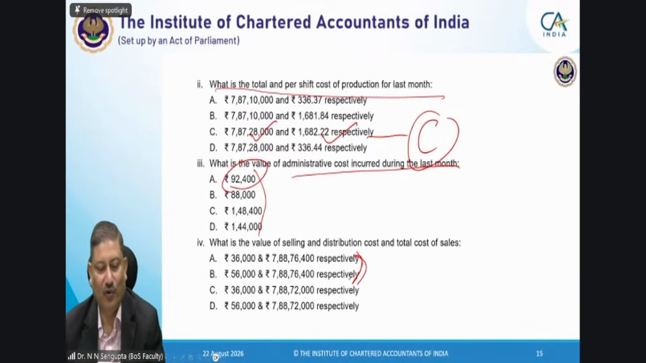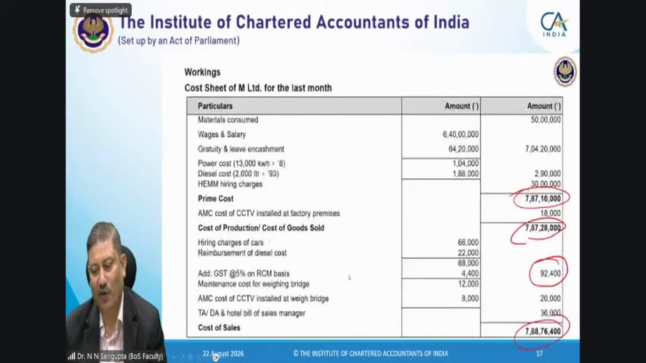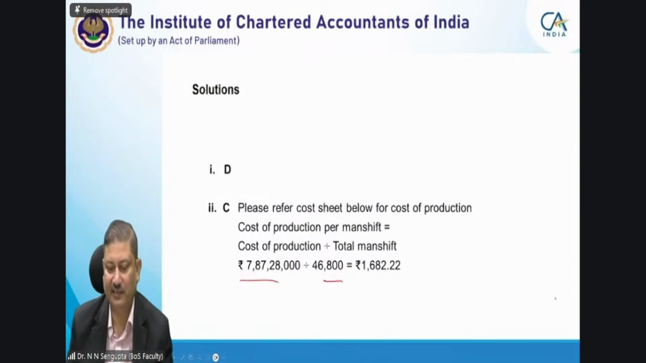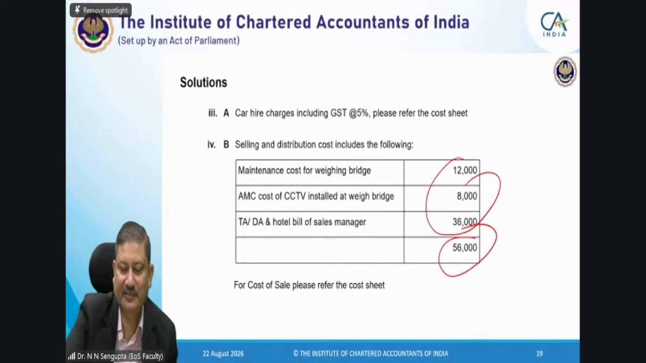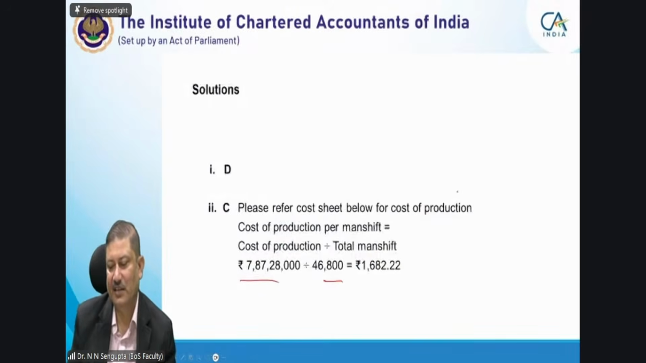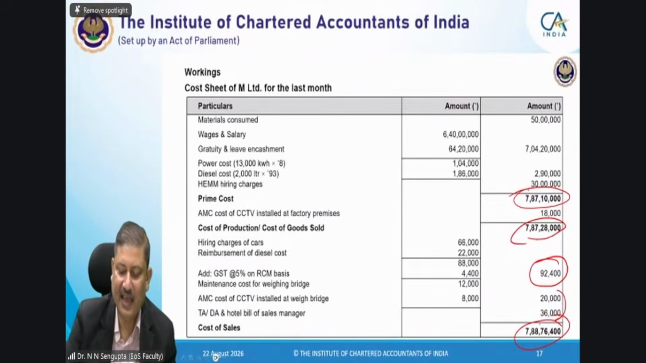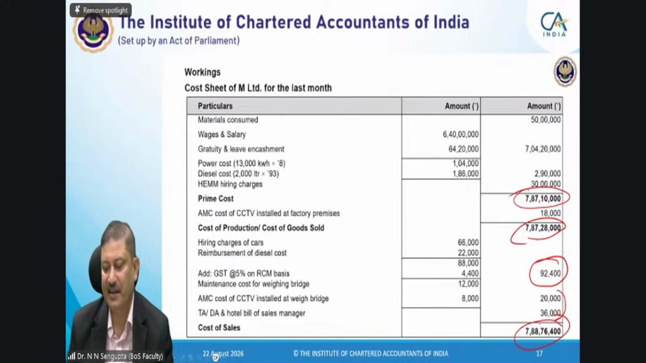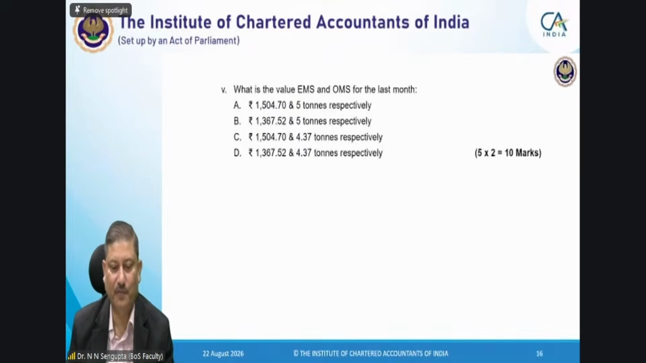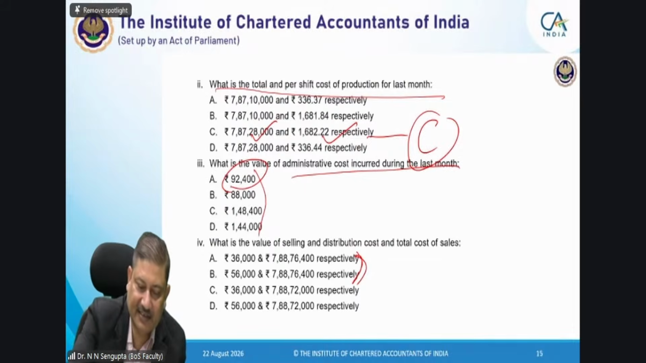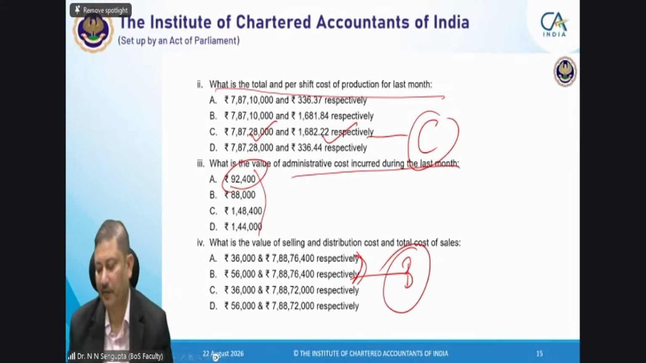Okay. So if you go through the cost sheet further, already you see that there is 20,000, and this two itself is 56,000, 20 and 36. So very easily, even without calculating, you can understand this is 56 and this is 788, 76,400. So the option which will include these two, that option will be correct. That is option B. Correct?